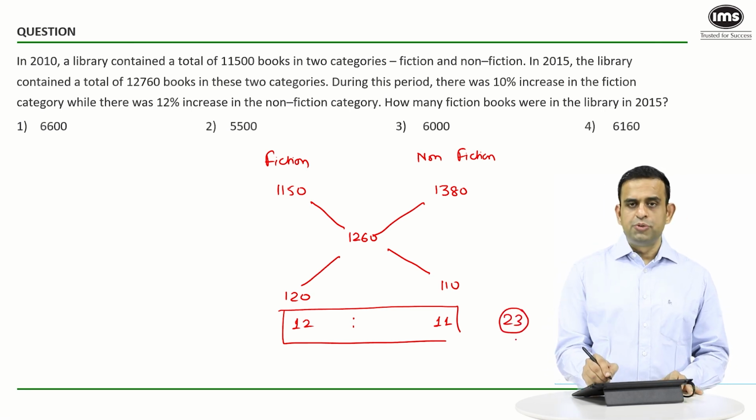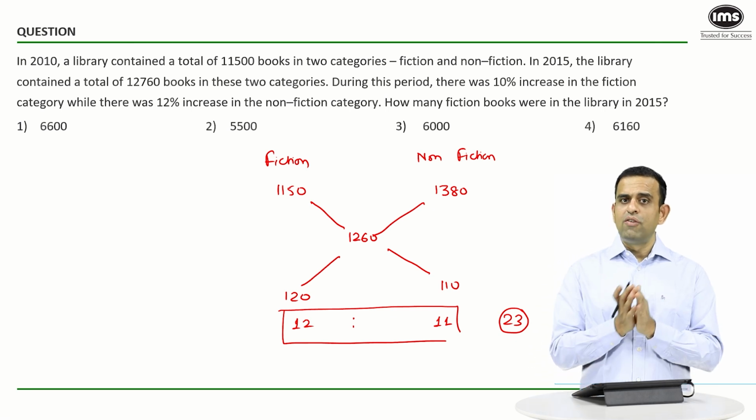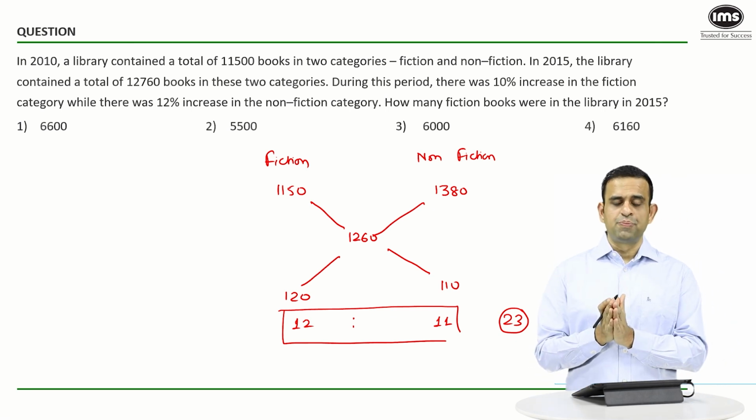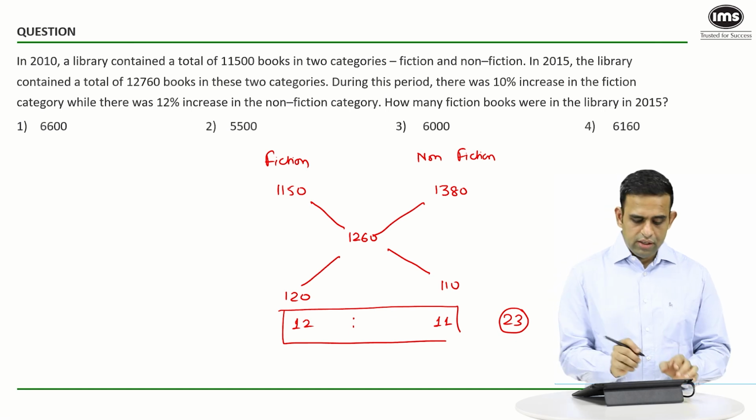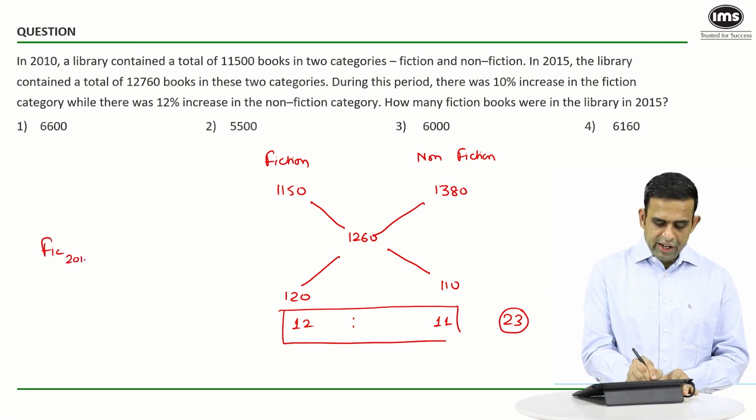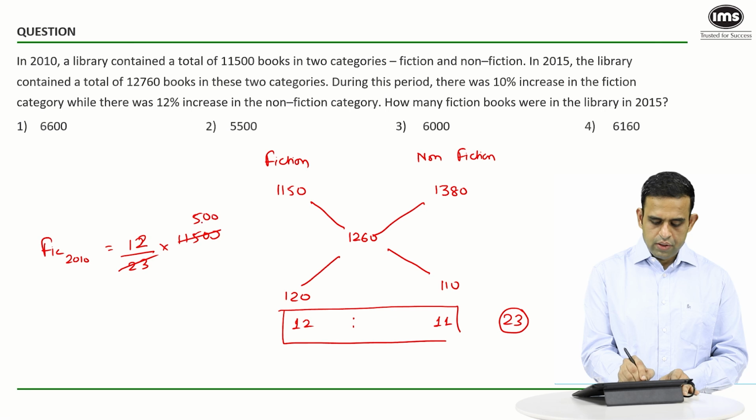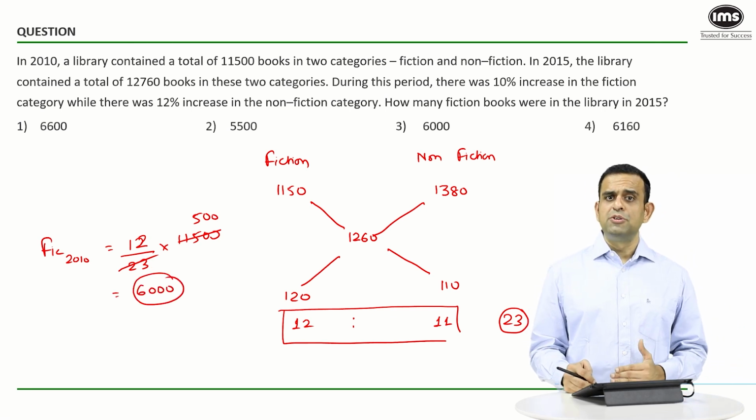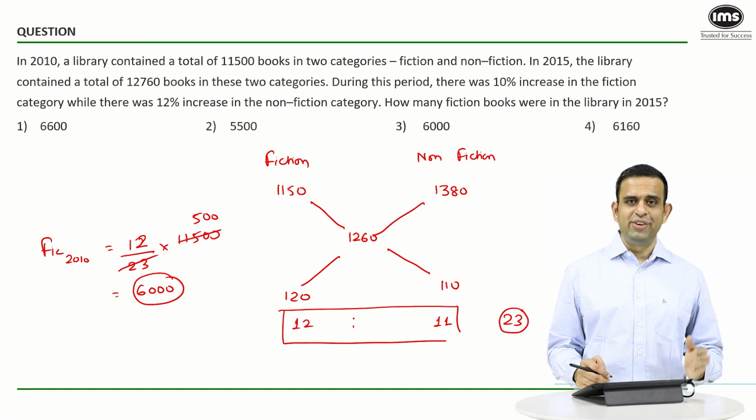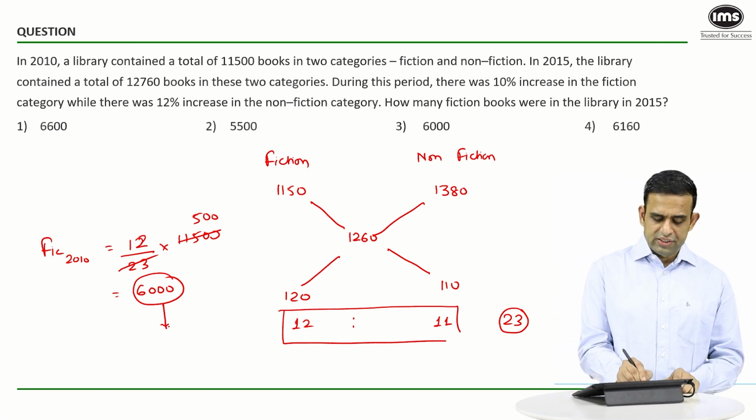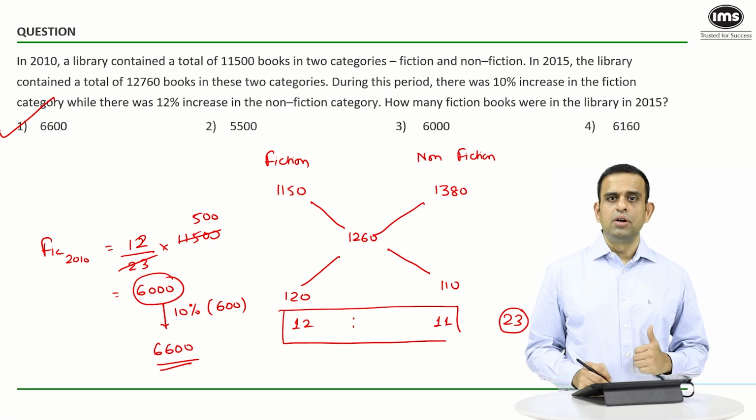So for every 23 books in the library in 2010, 12 of them are fiction and 11 of them are non-fiction. So my number of fiction books in 2010 must be 12 parts out of 23 into 11500, and this corresponds to the number 6000. But again remember, the objective is to find the number of fiction books in 2015, so it must be a 10% increase, or one can say 600 here, leading us to the number 6600. So my answer must be option number 1 here.